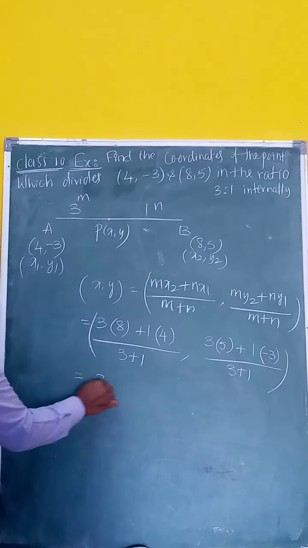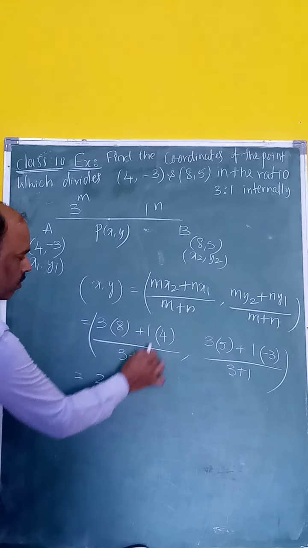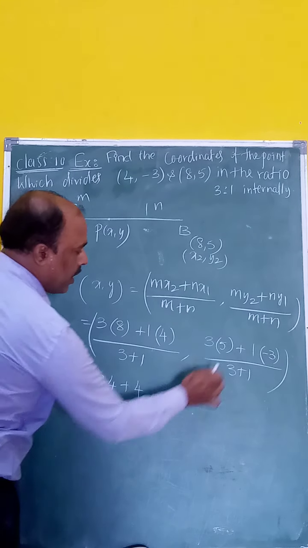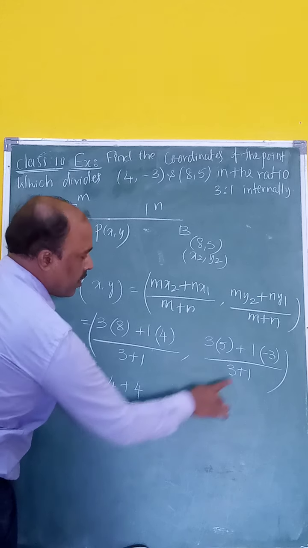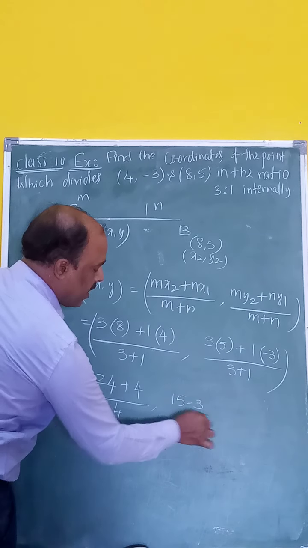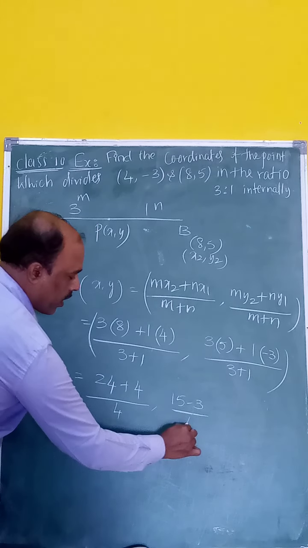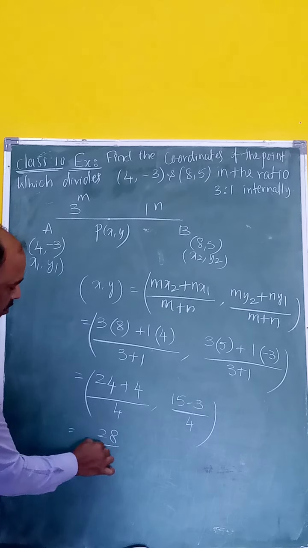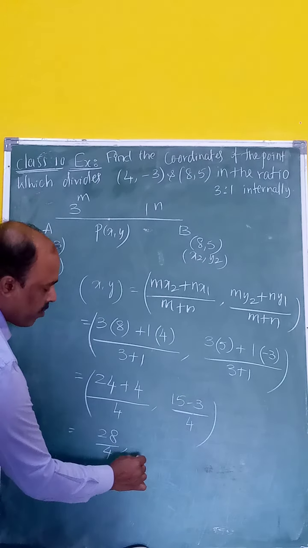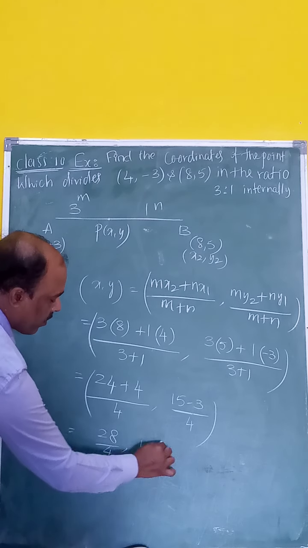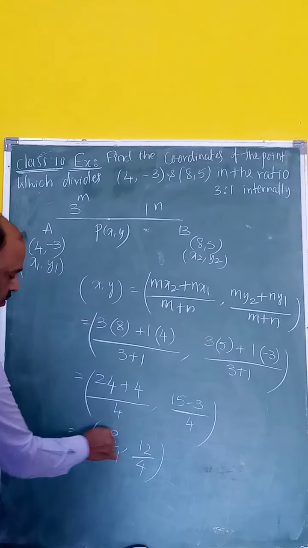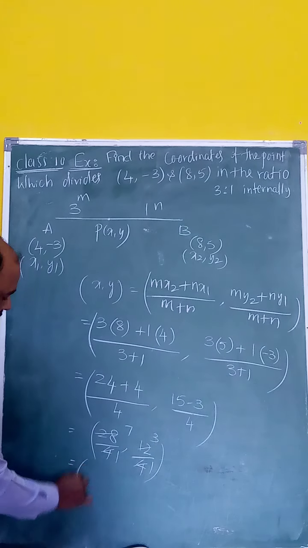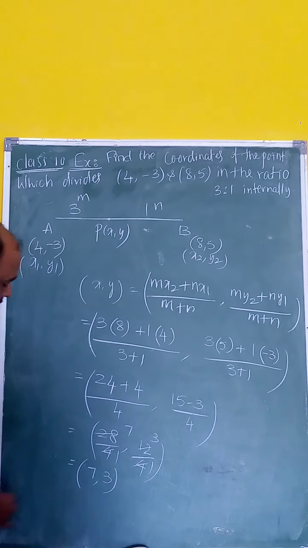Now simplify. 3 8s are 24 plus 1 4 is 4, denominator 3 plus 1 is 4. Comma, 3 5s are 15, 1 into minus 3 is minus 3, 3 plus 1, what is the answer? 4 again. Add it: 24 plus 4 is 28 by 4, and the second coordinate 15 minus 3 is 12 by 4. Cancel: 4 ones are 4, 4 sevens are 28; 4 ones are 4, 4 threes are 12. What is remaining? 7 comma 3.